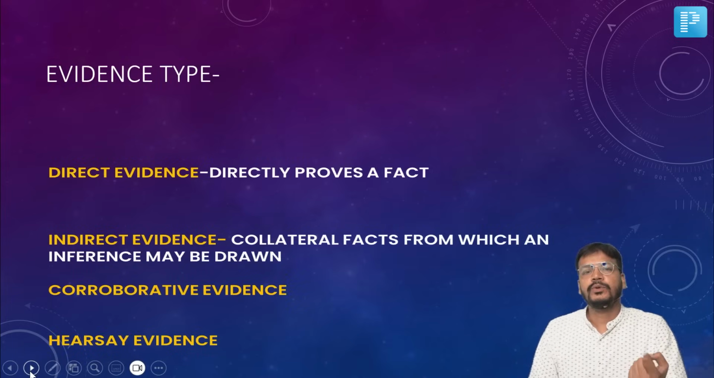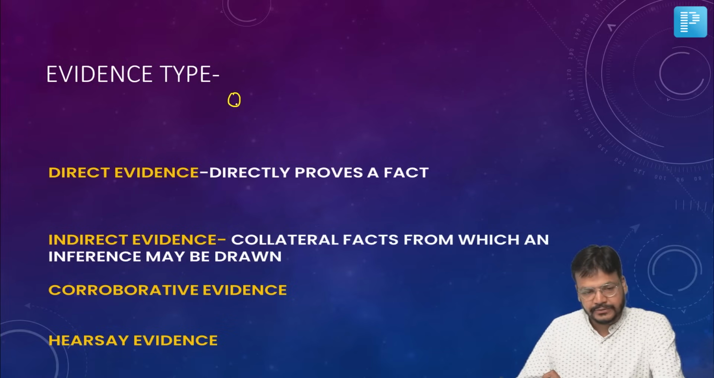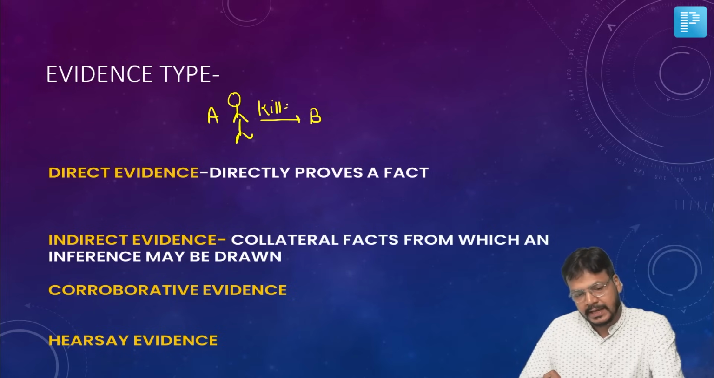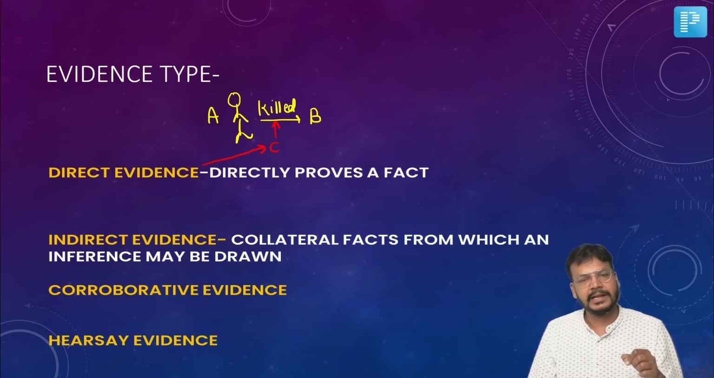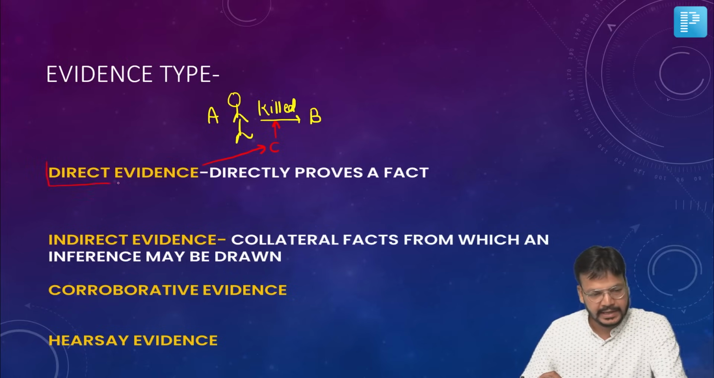Now, sir, I am coming to the types of evidence. What are the types of evidence? It's a very simple example. If A killed B, and C has seen the crime, C is a direct evidence, or I would say an eyewitness, which directly proves the fact.